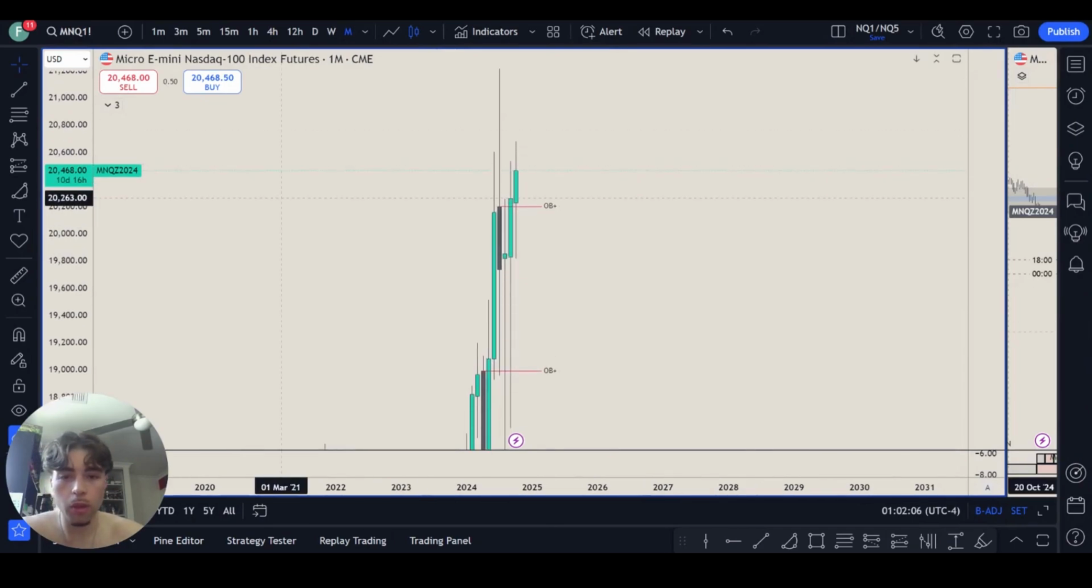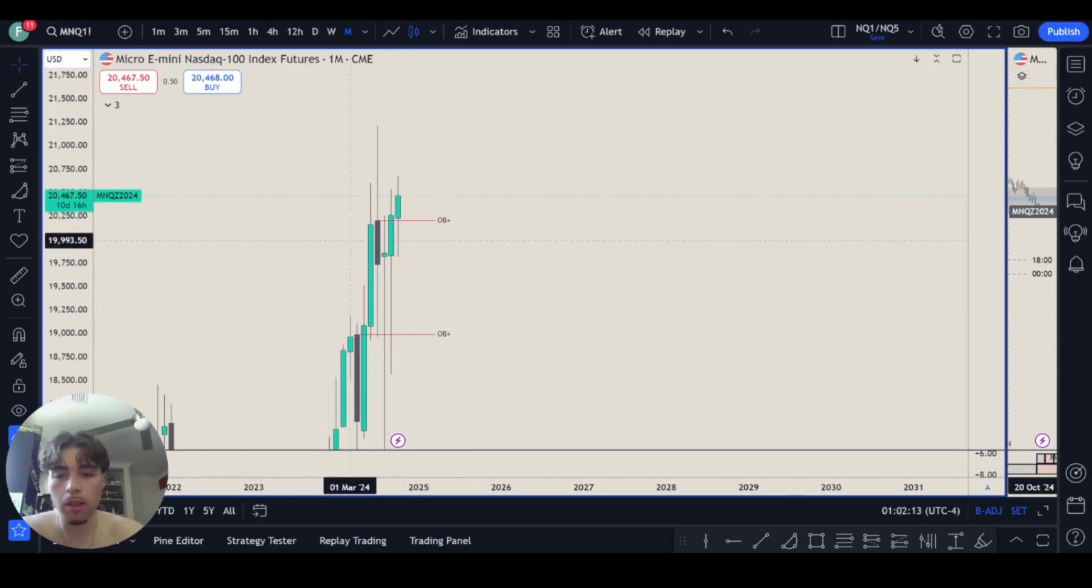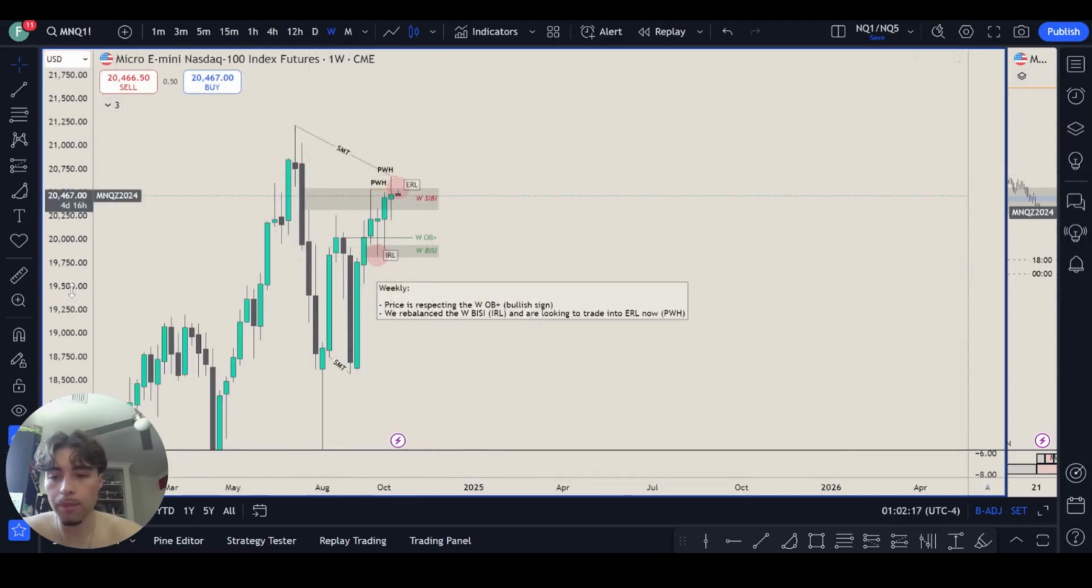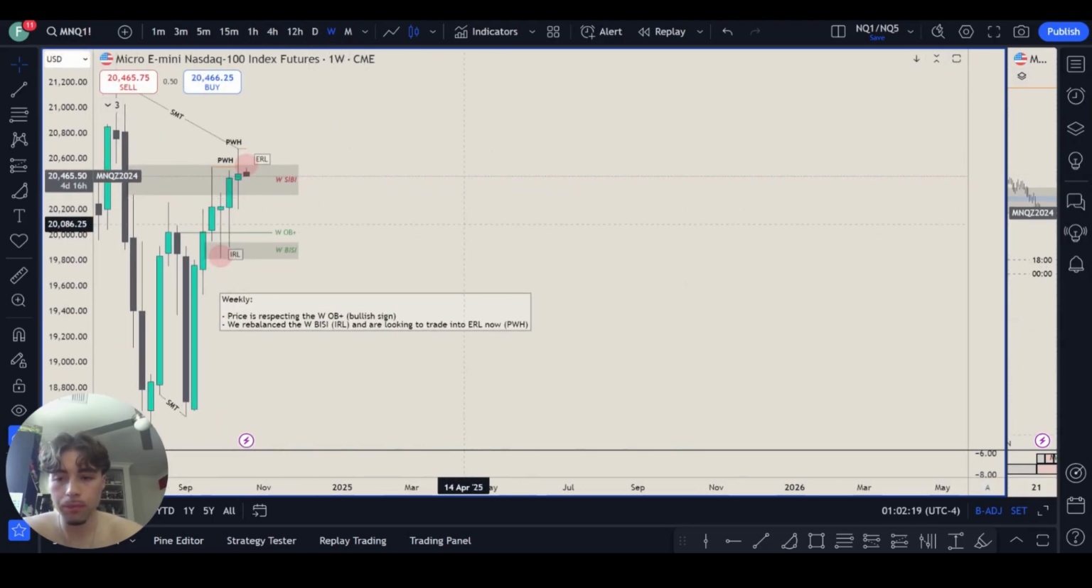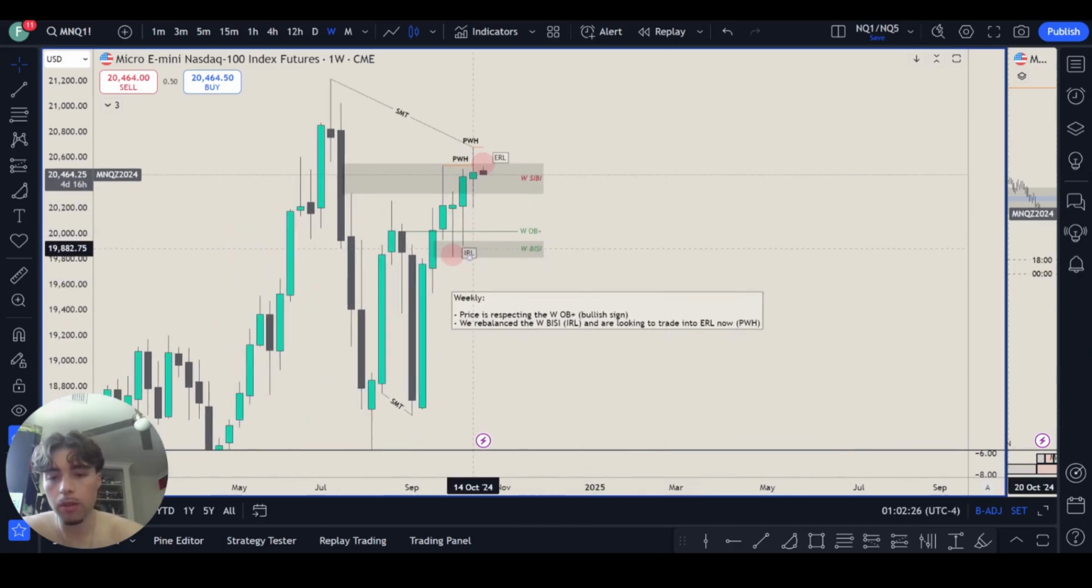See, as soon as we opened up, we've tapped into this order block right here and starting to expand up. So I'm expecting the manipulation to be done for the week, for the month, and we're going to start to expand up higher. So now on the weekly, where did the monthly start? The monthly started here. So we expanded lower. We tapped into this IRL, weekly BSE, and this big order block, and we started to expand ever since.